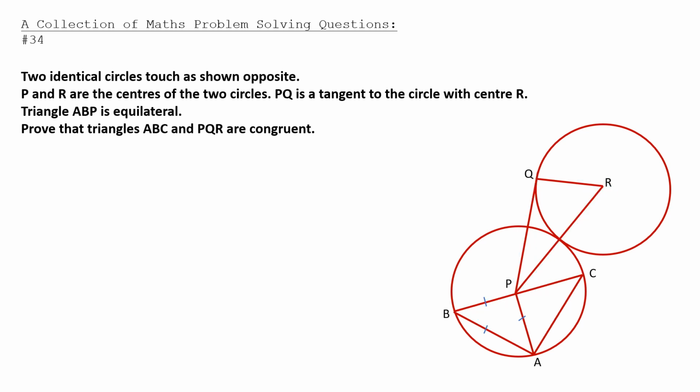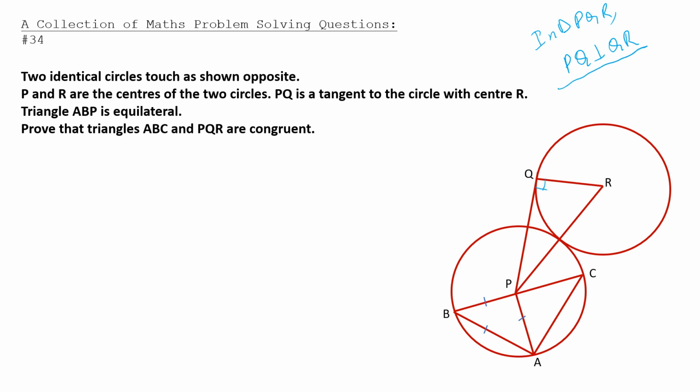congruent. So I think I'm going to start by finding the angles out in these triangles, and then try and work out the sides and see what happens. So PQ is a tangent, QR is the radius, so we can say that PQ is perpendicular to QR in the triangle PQR. So this is 90 degrees.